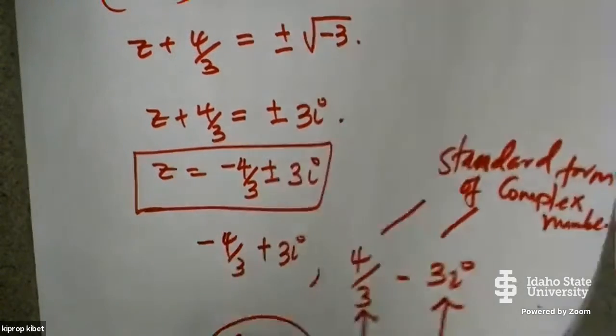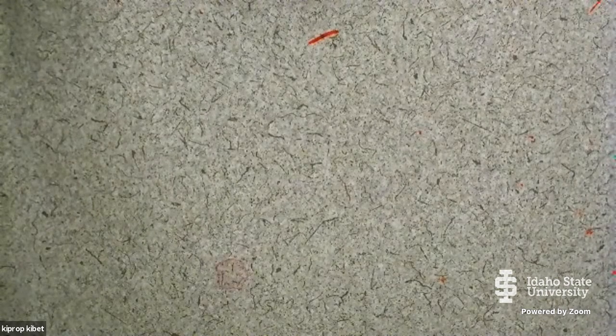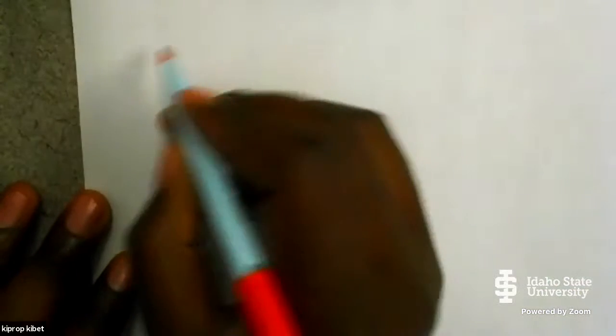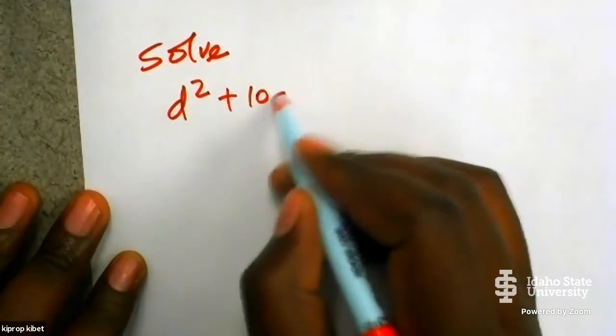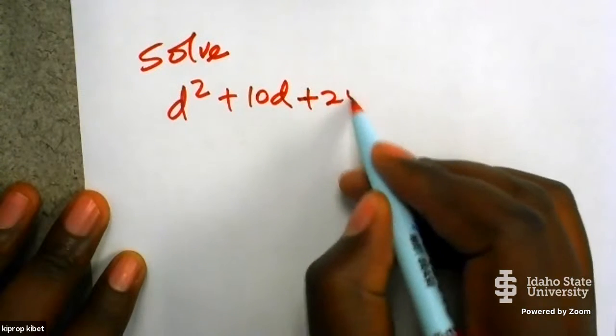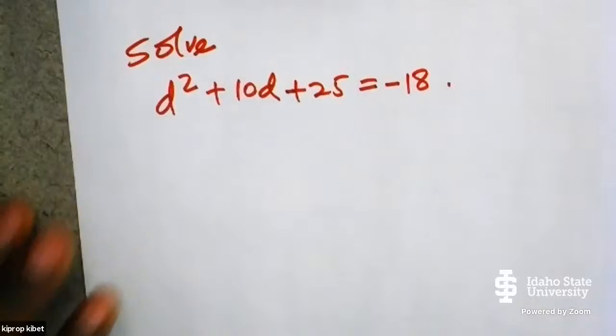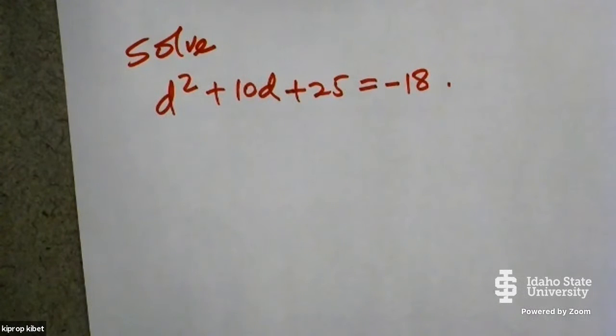All right, so the last example in this section. d squared plus 10d plus 25 equals minus 18.